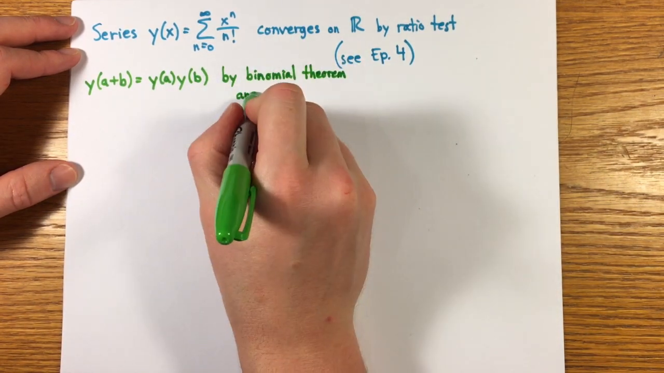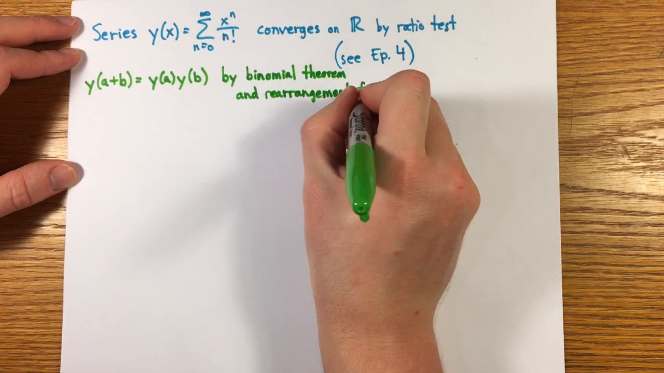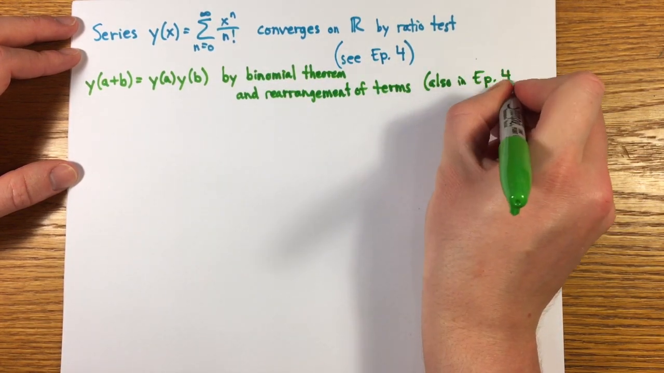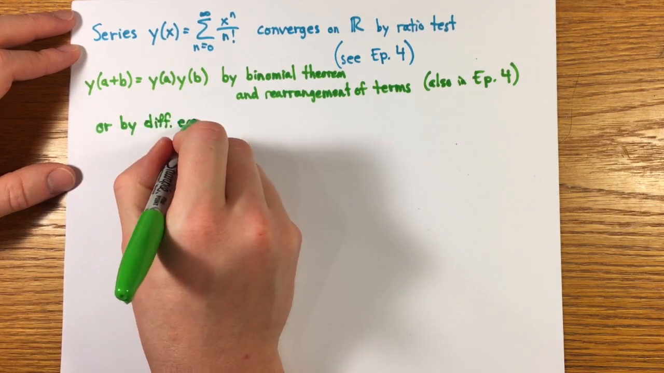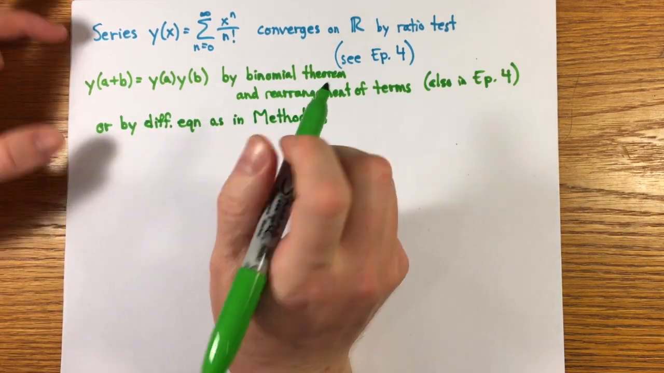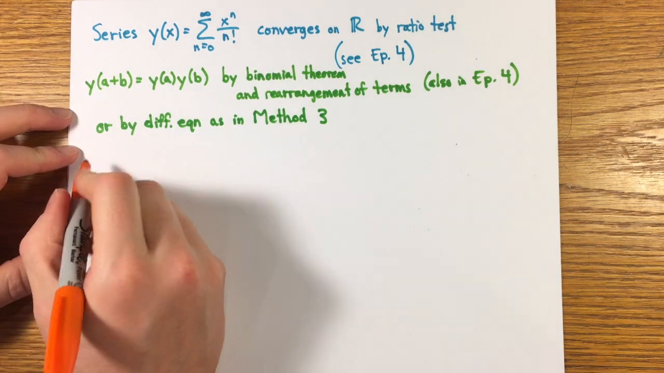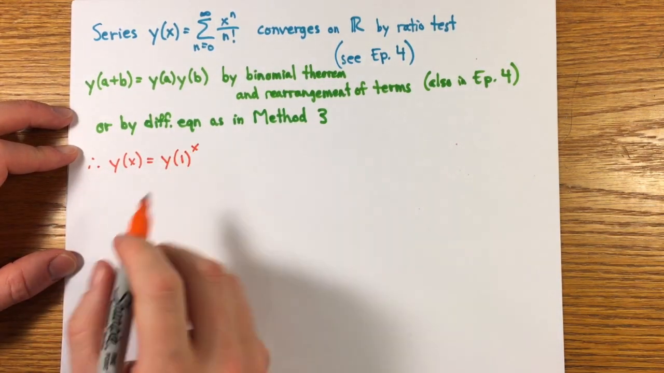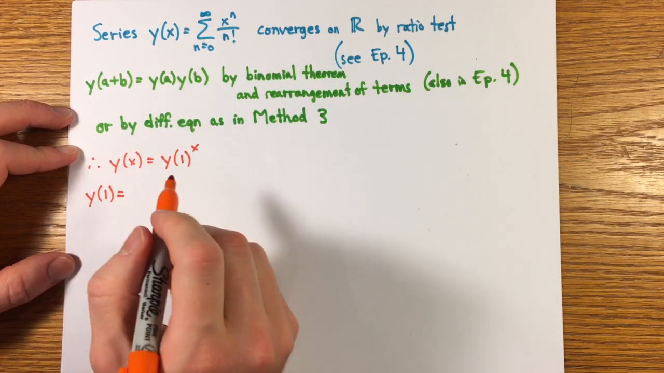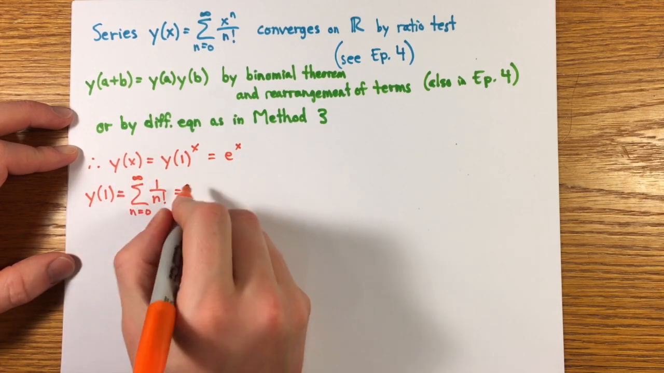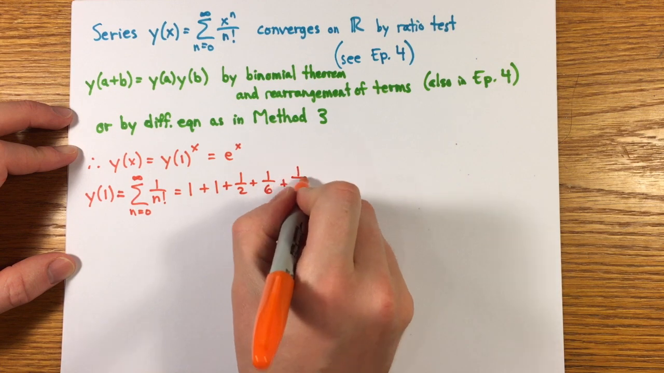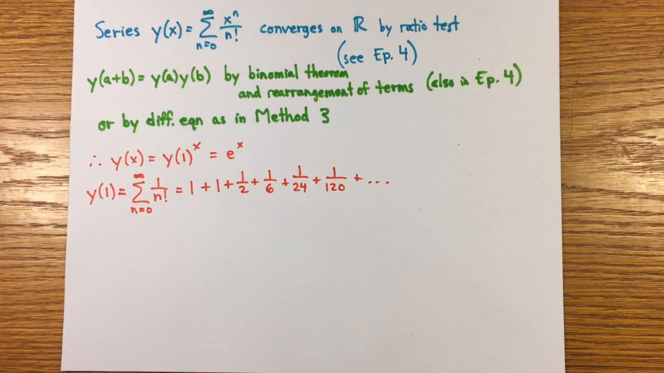From here, you can show, using the binomial theorem and rearrangement of series, that y of x plus z equals y of x times y of z, which was also done in episode 4, or you can appeal to the differential equation as in the previous method. The number e here is defined to be y of 1, which is now given by the convergent series 1 plus 1 plus 1 half plus 1/6 plus 1 over 24 plus ... all the reciprocals of the factorials.